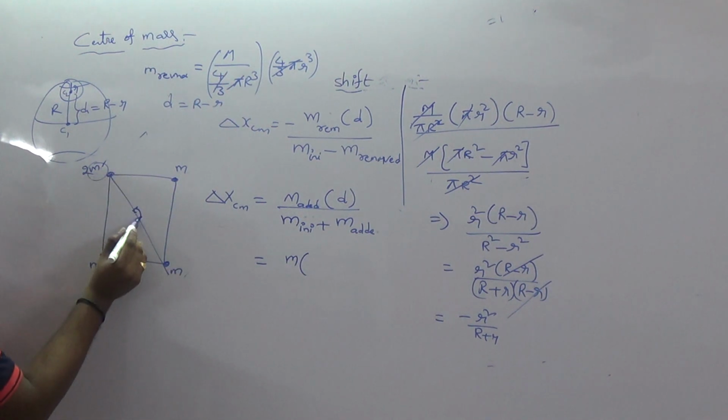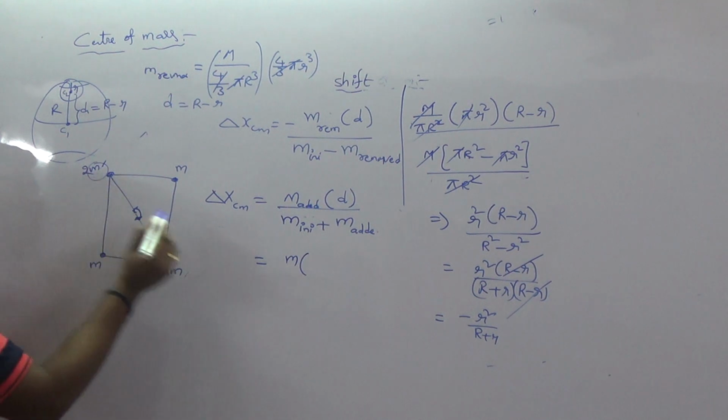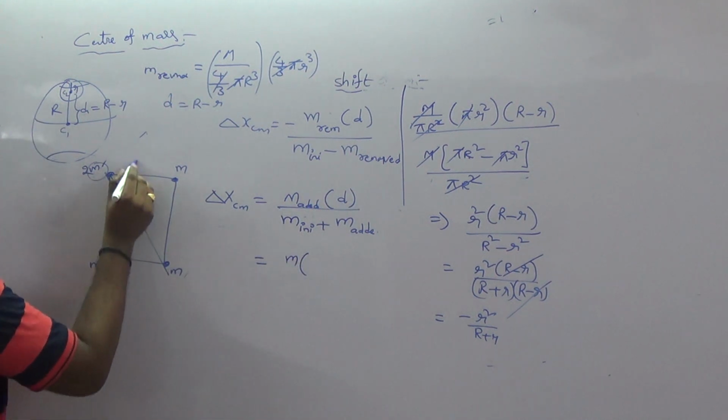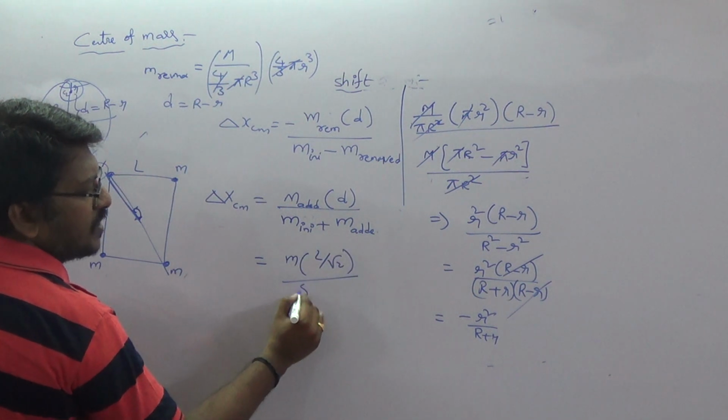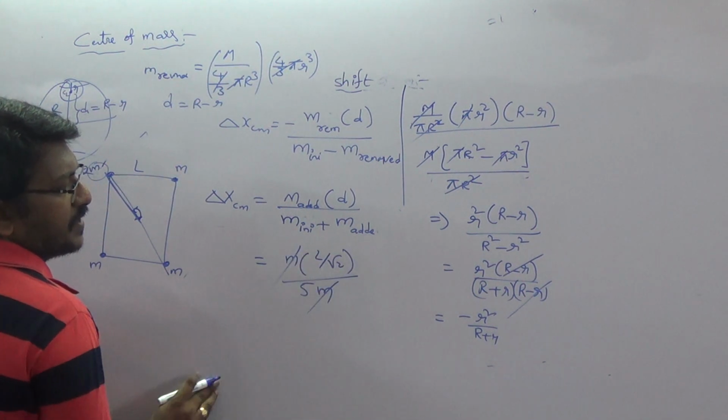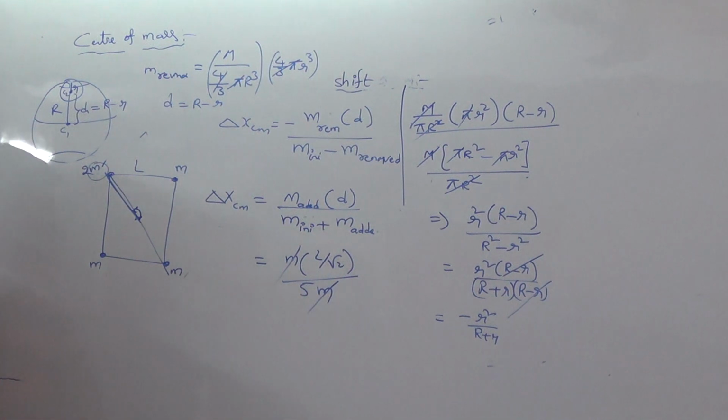Initially the center of mass is at this position. Now it is here. So that distance is given from here to here. The length is L, so this value becomes L by root 2, divided by the total mass, which is 5M. The Ms cancel, giving L by 5. In that way you can calculate.